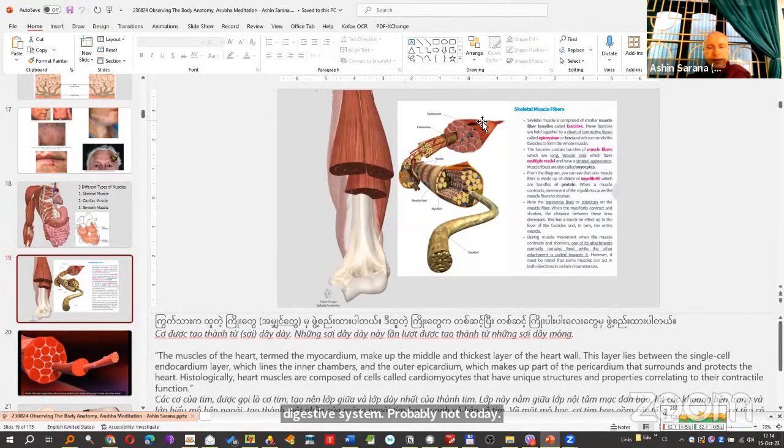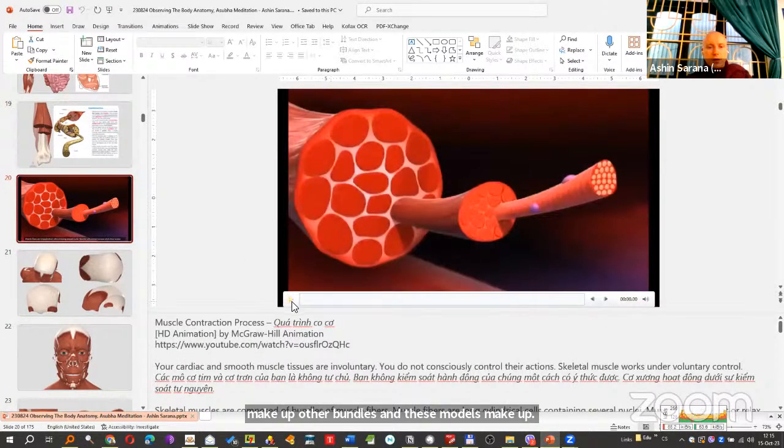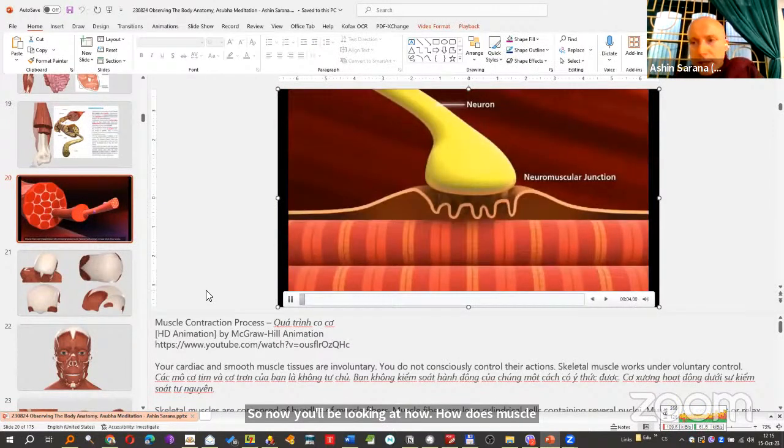So let's continue. The muscles are made of tiny little fibers, and they are made even of tinier fibers and even tinier fibers. So muscles are a collection of tiny, very little muscle fibers in bundles, and those bundles make up other bundles, and those bundles make up bundles such as the muscles. So now you'll be looking at how does muscle work.